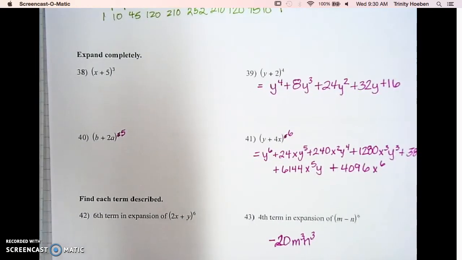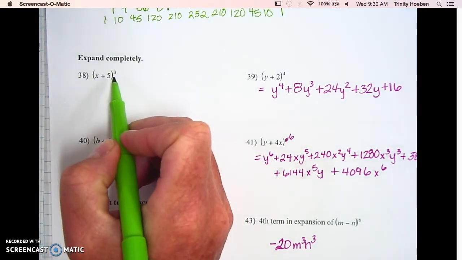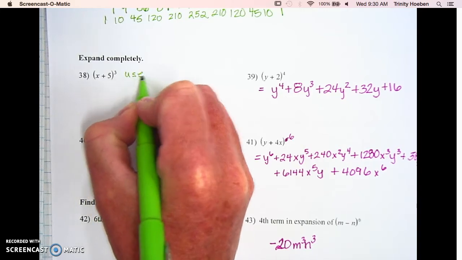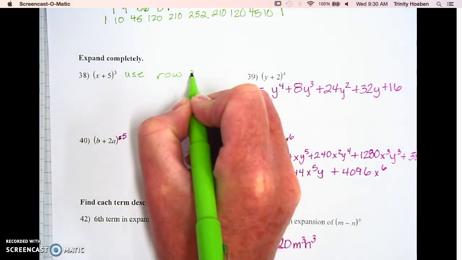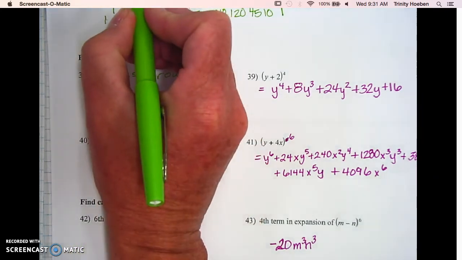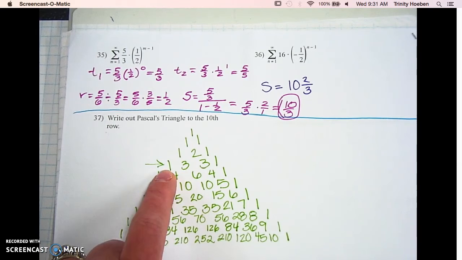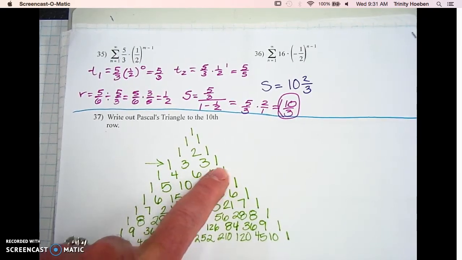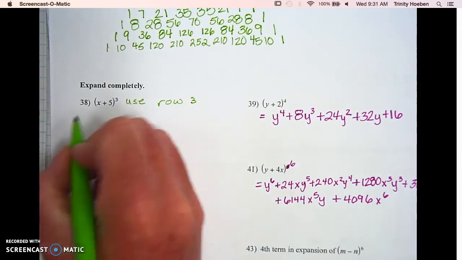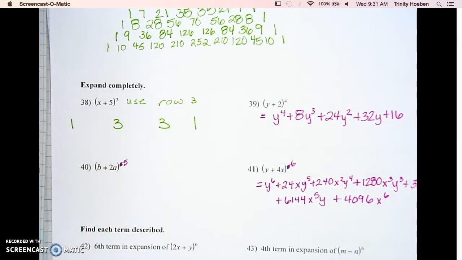Jumping down to number 38, it says to expand it completely. And the power is 3, or the exponent is 3. That means you're going to use row 3. So you look at the coefficients from row 3. It's going to be this one right here. So you know the coefficients are going to be 1, 3, 3, and 1. So if it helps, just write them out: 1, 3, 3, and 1.